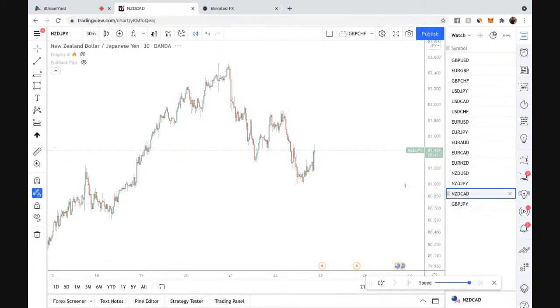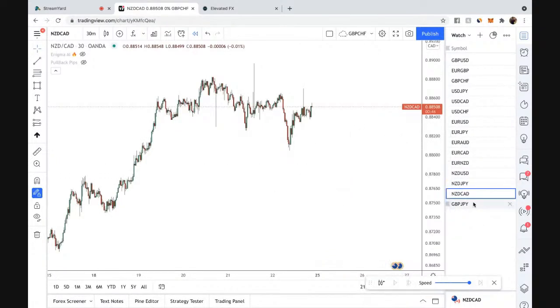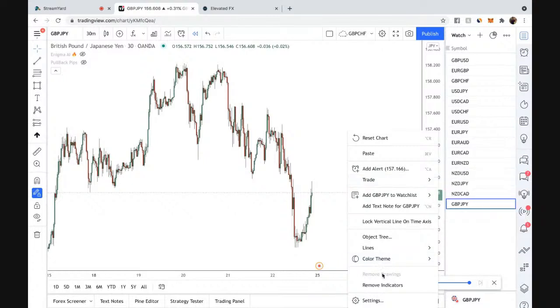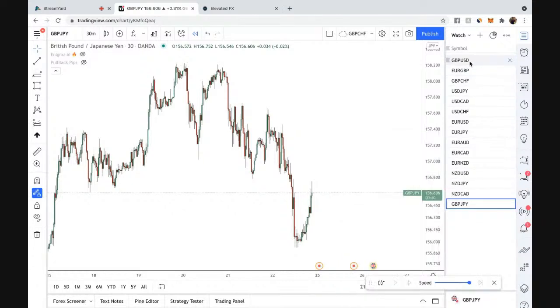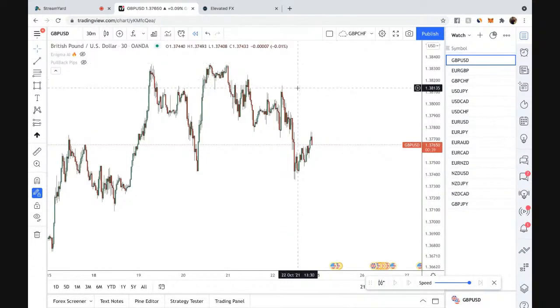Now it's just a matter of staying consistent and accountable to that matter. All right, so let's start off with GU, right? Now I'm actually going to simplify this.